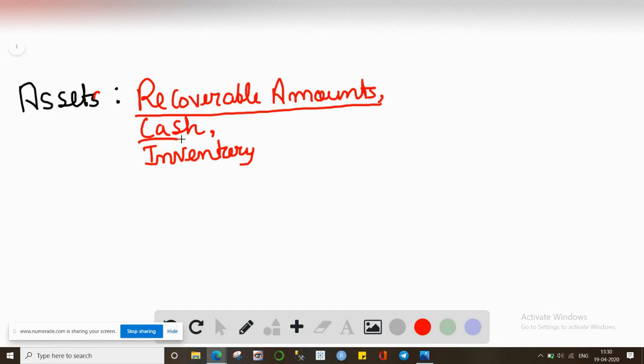Cash, like the cash balance maintained at your business entity, which is deposited into banks also. So cash at bank, bank accounts also will be considered as your cash. Inventory, from which you produce finished goods, or saleable goods, which are fit for selling to the customers. Apart from assets, we have liabilities.